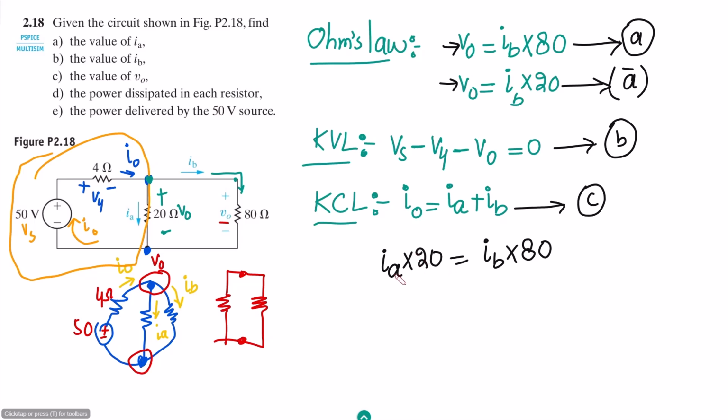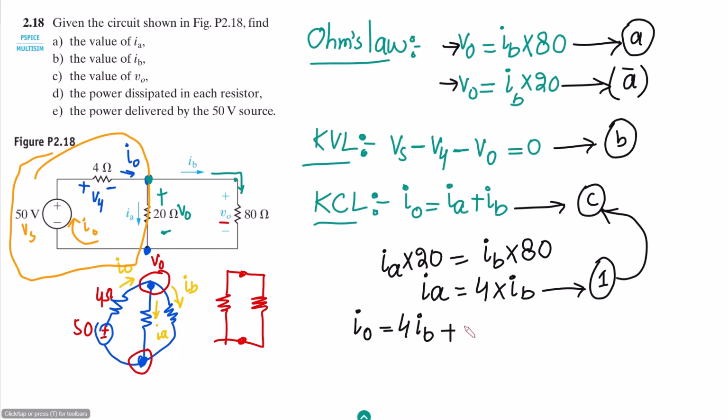Okay, so dividing both sides by 20, IA is equal to what? That is 4 multiplied by IB. This is another equation, let me call it 1. Let me take it and put it in equation C. What will we get? Putting it here, we will get I naught is equal to 4IB plus IB, and from it we will get the value of I naught as 5IB, and that is what we have got.